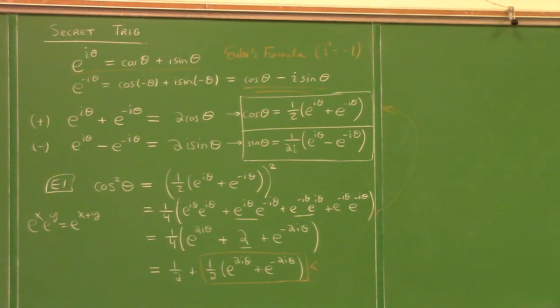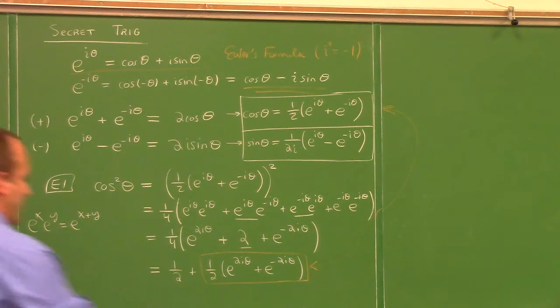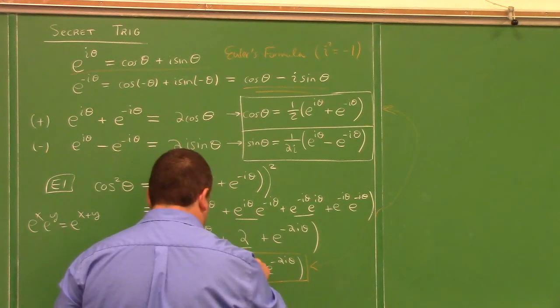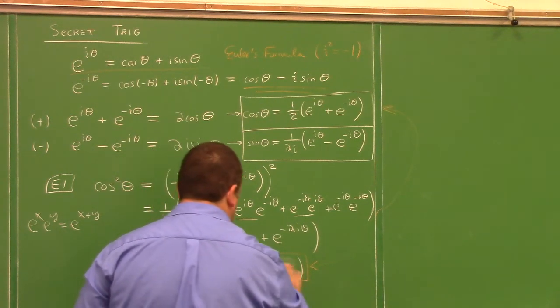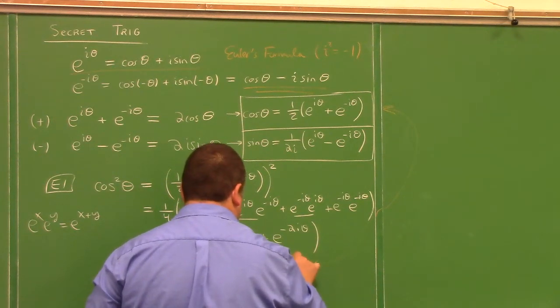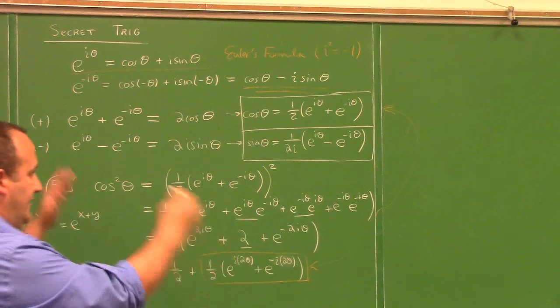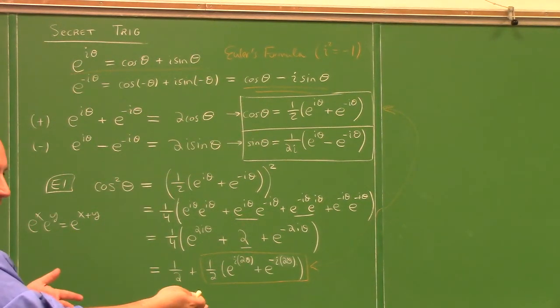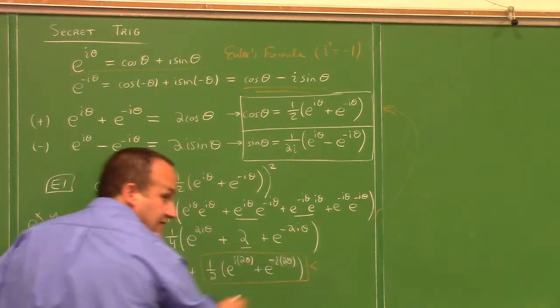Yeah, instead of theta, we have what? I could write it this way. This is i times 2 theta, right? And minus i times 2 theta. I could write it like that, you know? So just like theta is replaced with 2 theta. This is cosine 2 theta.